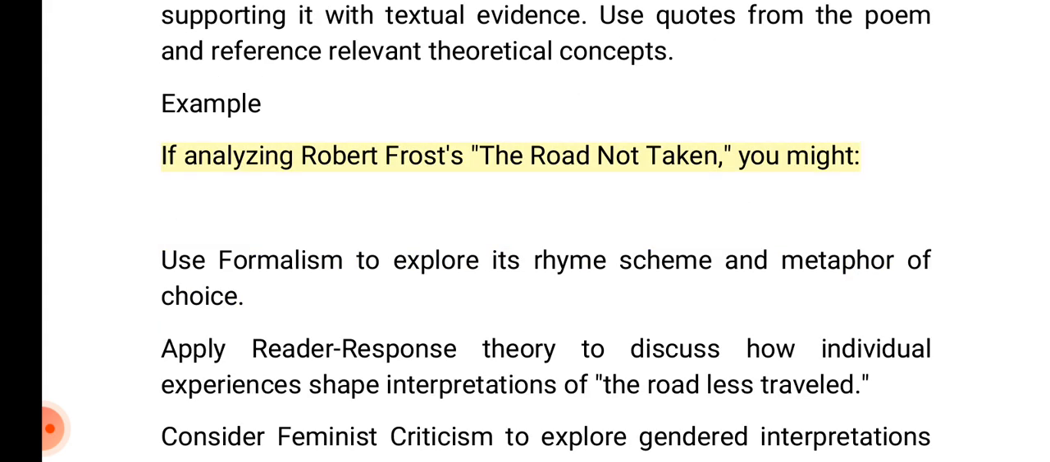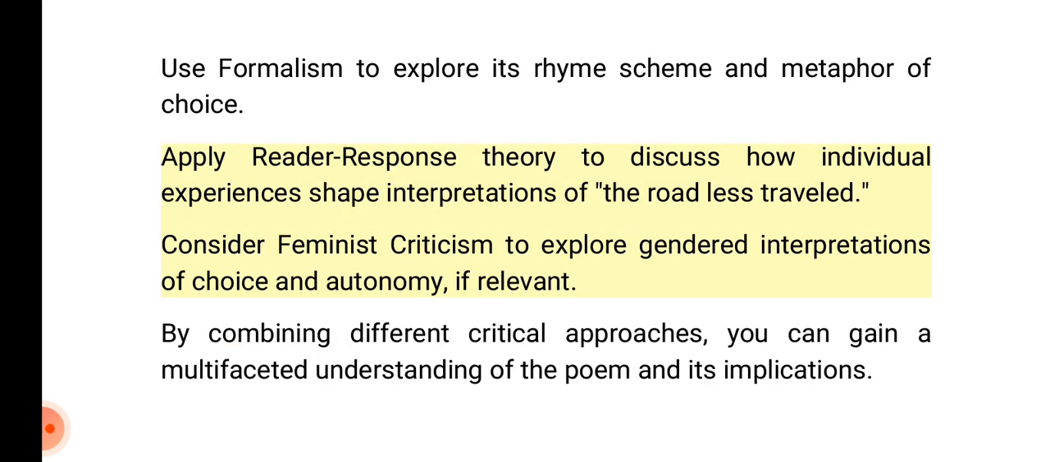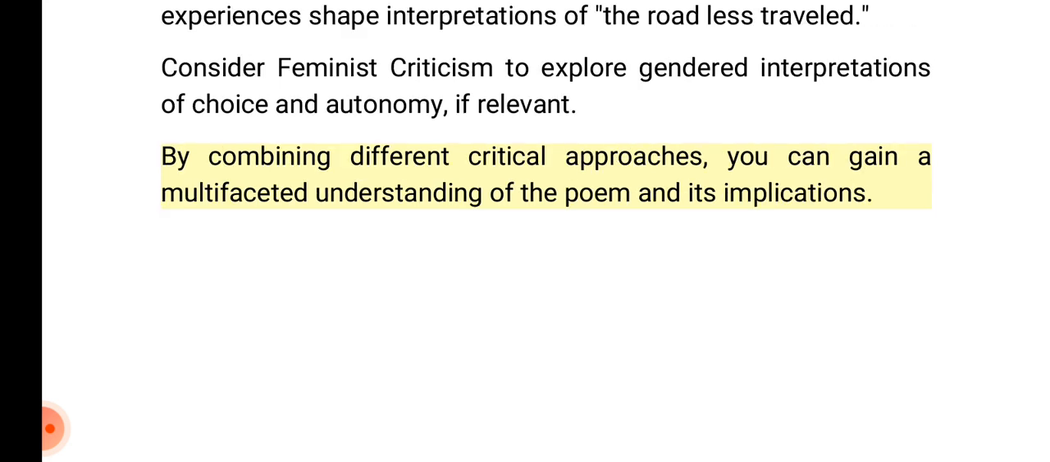Example. If analyzing Robert Frost's The Road Not Taken, you might use formalism to explore its rhyme scheme and metaphor of choice. Apply reader response theory to discuss how individual experiences shape interpretations of The Road Less Traveled. Consider feminist criticism to explore gendered interpretations of choice and autonomy, if relevant. By combining different critical approaches, you can gain a multifaceted understanding of the poem and its implications.